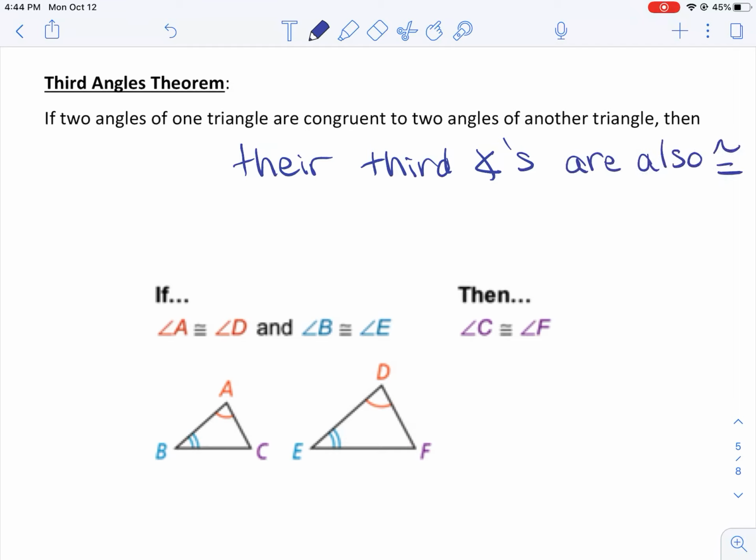Okay, the reason this works, if you look down at this picture down here, look, if angle A and D were each 30 degrees, and if angle B was 50 degrees, then angle E would also be 50 degrees. So the way we would solve for the third angle in the triangle on the left is the same way we would solve for the third angle in the triangle on the right. We would do the triangle angle sum theorem.